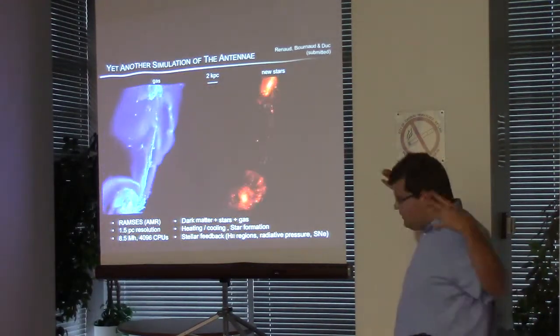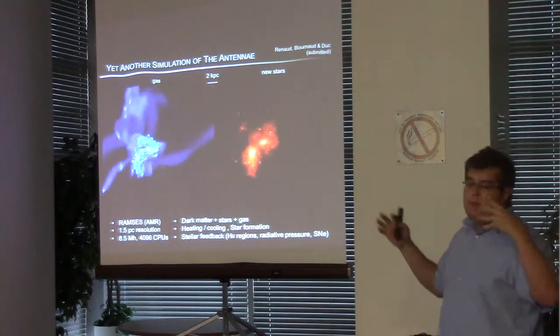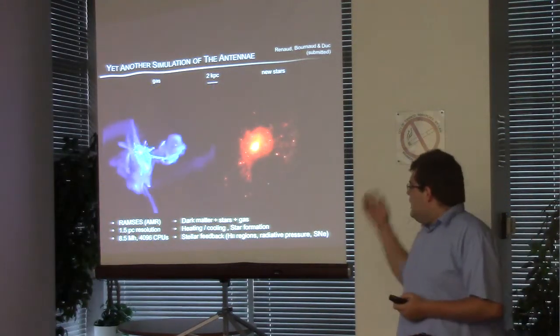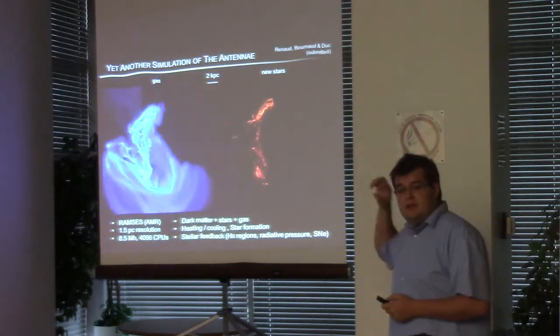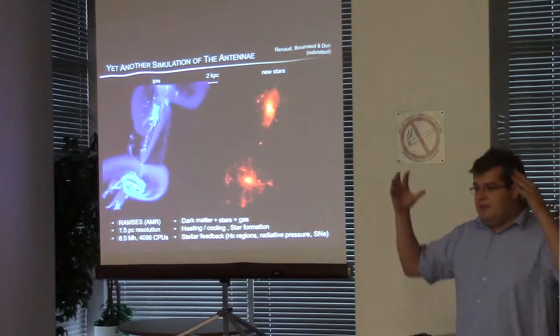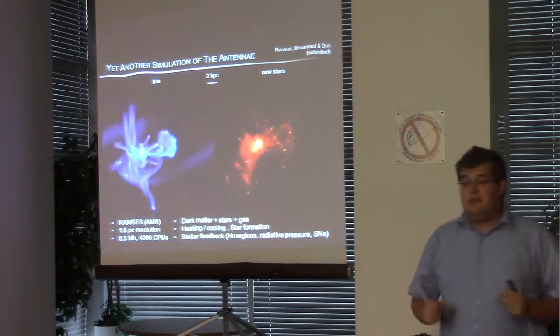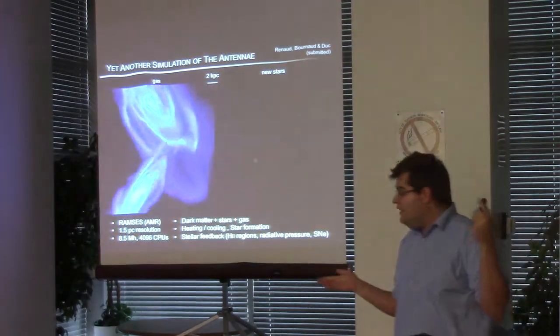We have a pretty good match with the observations in terms of morphology and also kinematics. If I look at the central region, I have gas on the left, new stars on the right, so stars form during this image. You can see the starburst activity is high. You see that many, many stars formed during the encounters. So here is a technical detail of the simulation.